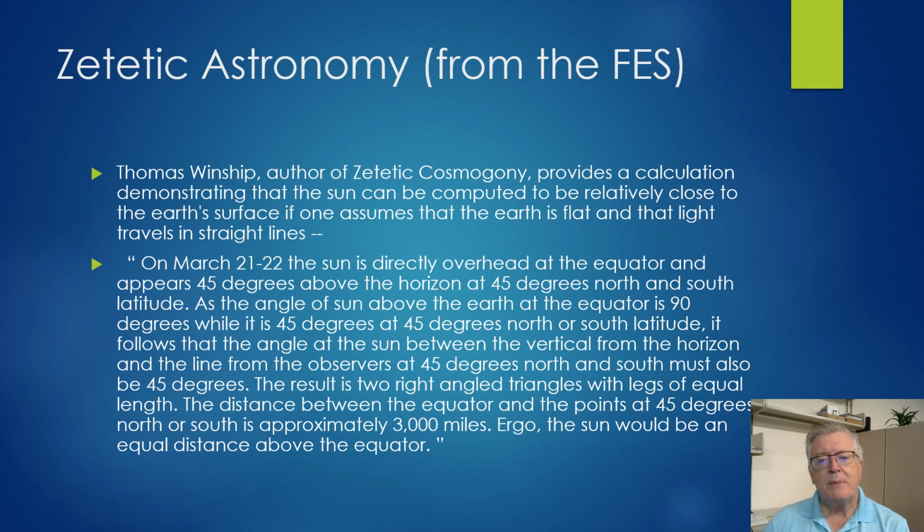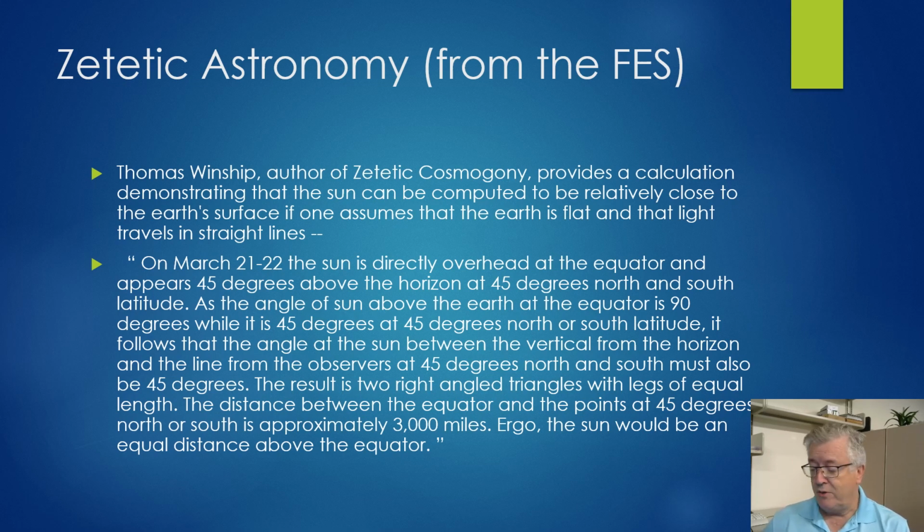The distance between the equator and the points at 45 degrees north or south is approximately 3,000 miles. Ergo, the sun would be at an equal distance above the equator. And you can look at the Flat Earth Society's website to see this quote.